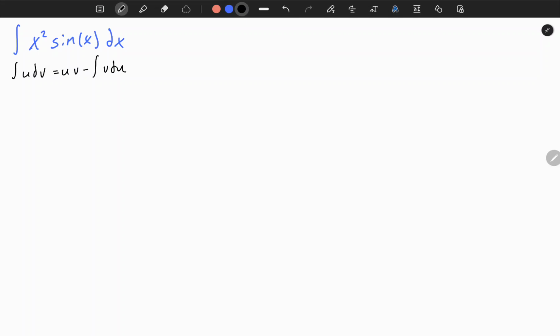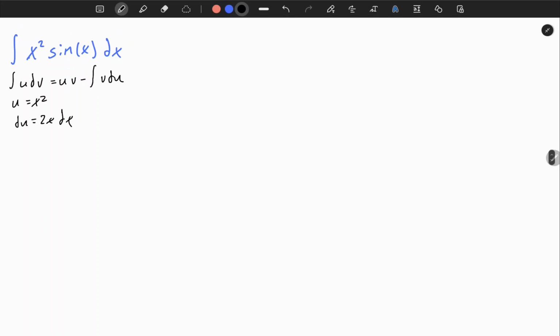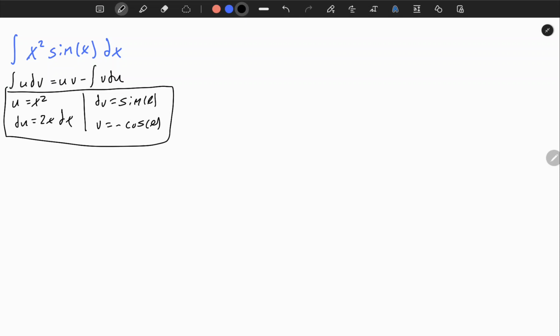Okay. Well, in this case, it'll be easier to just go ahead and set our u equal to x squared. The derivative of this would be du equals 2x dx. And then the entire integral of dv would just be sine x, and that would actually equal a negative cosine x. So now that we have this information, we can start plugging into our integration by parts formula.